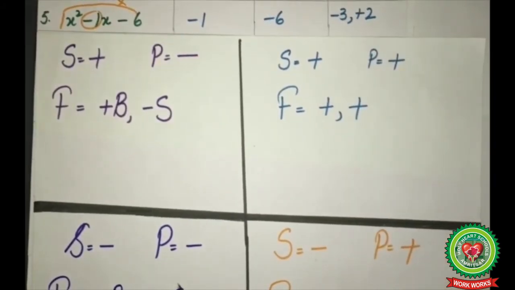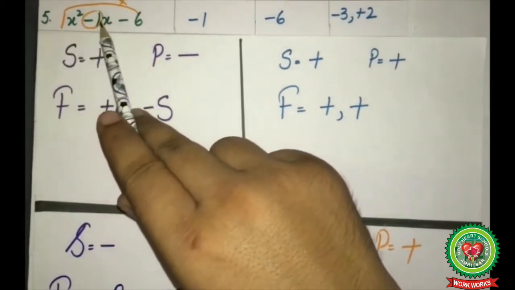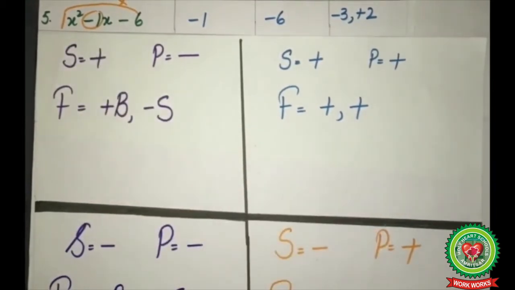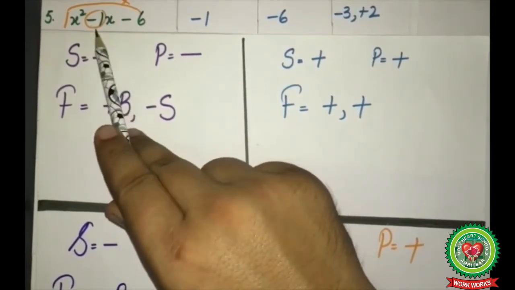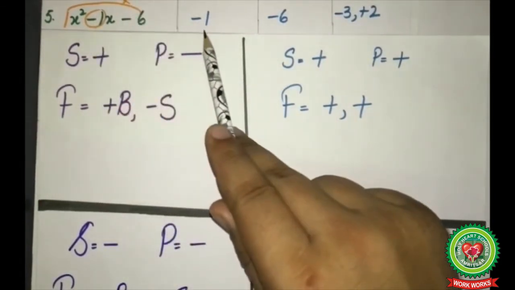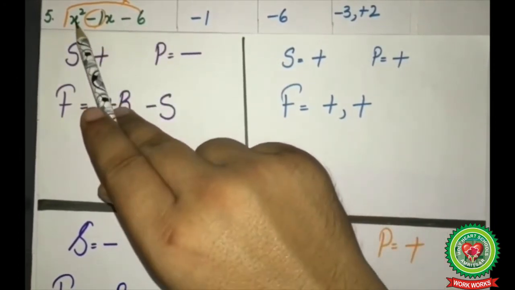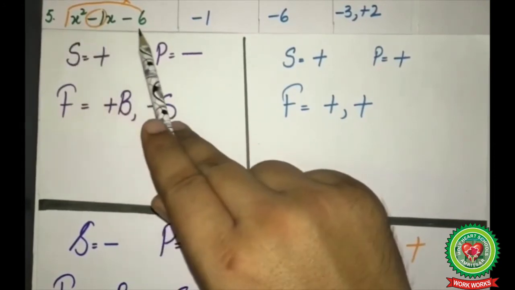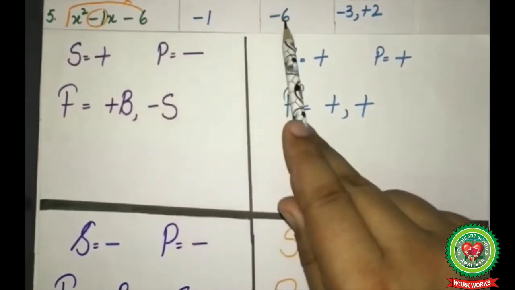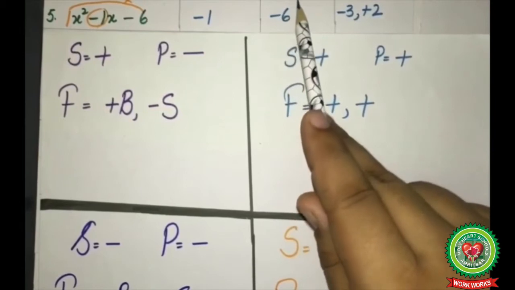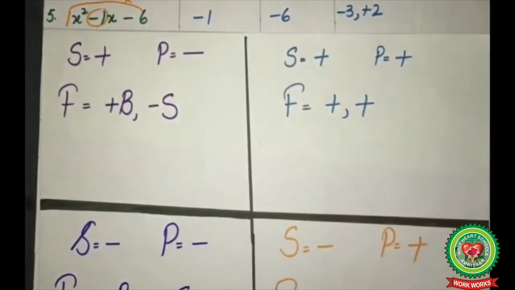The next example is x square minus x minus 6. In this example, the coefficient of x is minus 1, so the sum required is minus 1. And the product of the coefficient of x square and the constant term comes out to be minus 6. So the product required is minus 6.